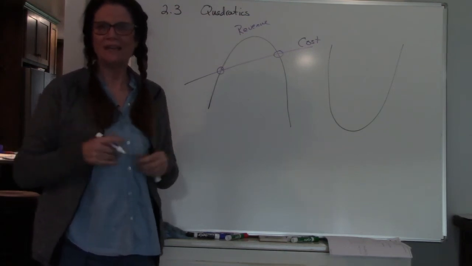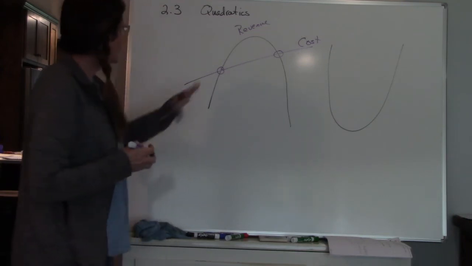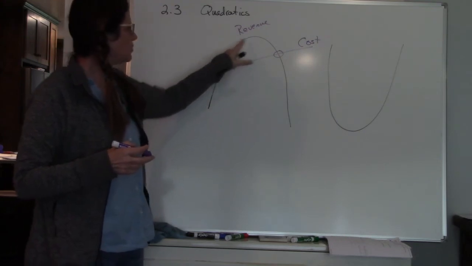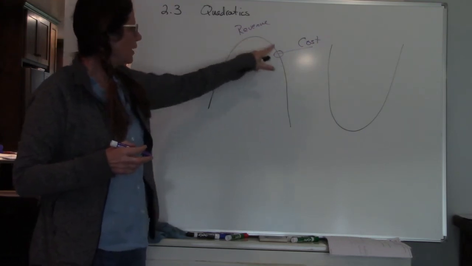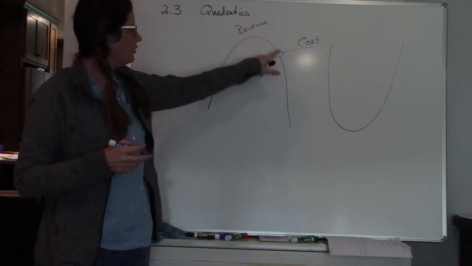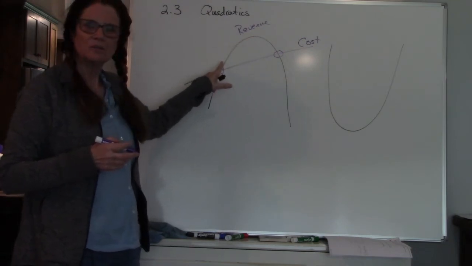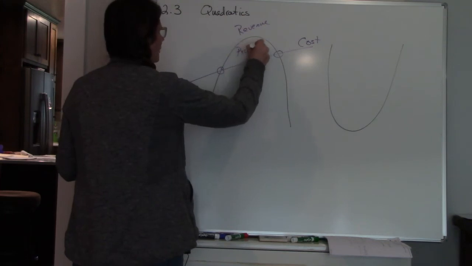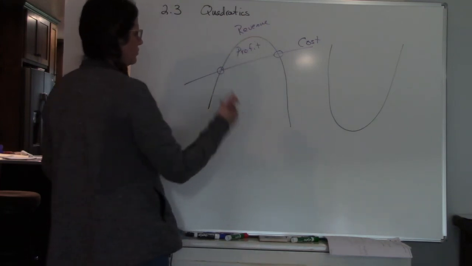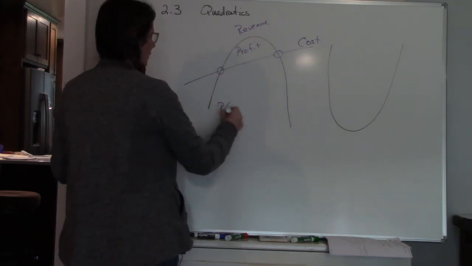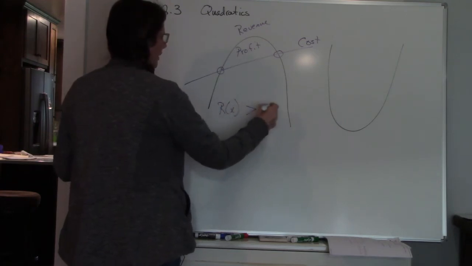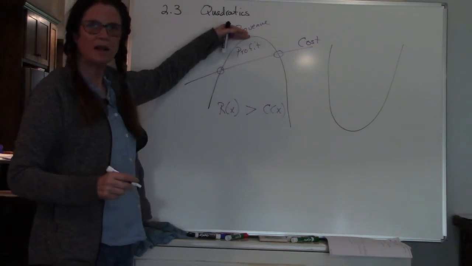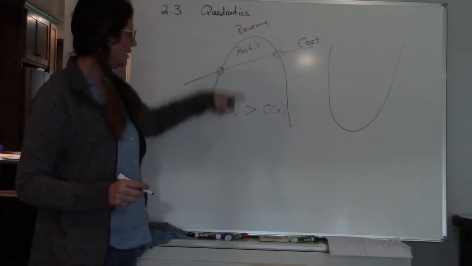That's where our profit starts and stops, or our losses end and begin. These break-even points are going to be really important, because in between the break-even points up here, when our revenue is greater than our cost, we have profit. So up here, we have what's called our profit. Mathematically, when my revenue function is greater than my cost function, so it's above my cost, I have profit.